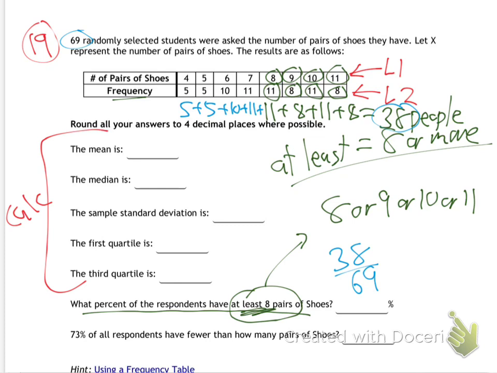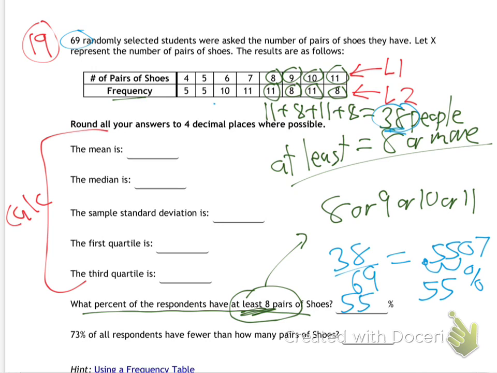Let me get rid of this stuff. 38 people out of 69, hit the buttons on your calculator. I'm getting 0.5507. You got to make it a percentage. Move it 2 places. 55%. Do they want a whole number? No, they didn't say. Well, I'll let you figure out what they want there. I got to move. 73% of all respondents had fewer. Yeah, so the other one's the same.